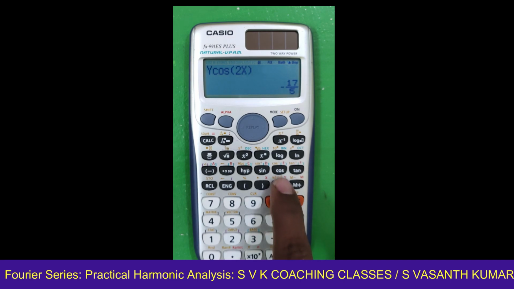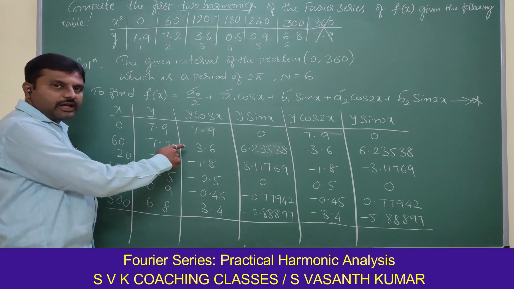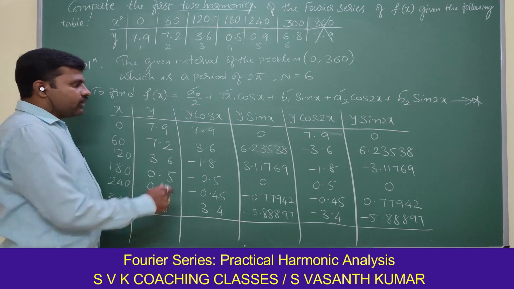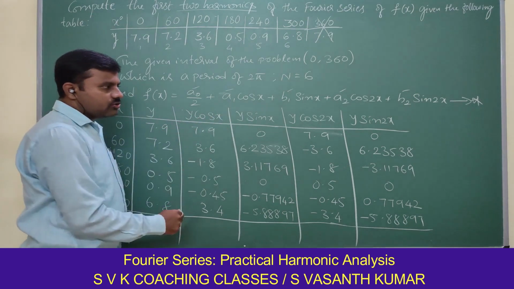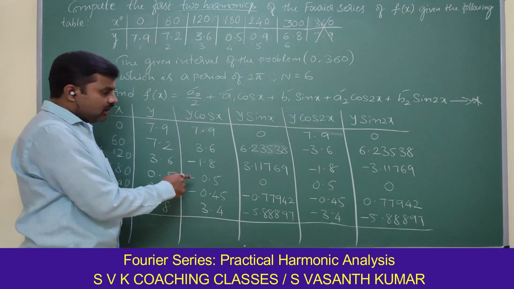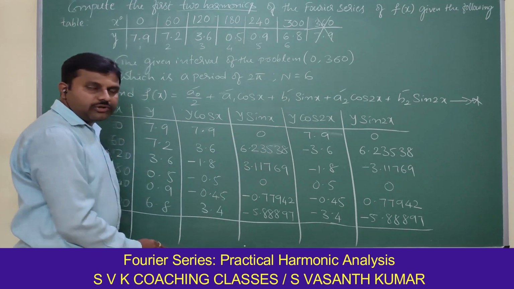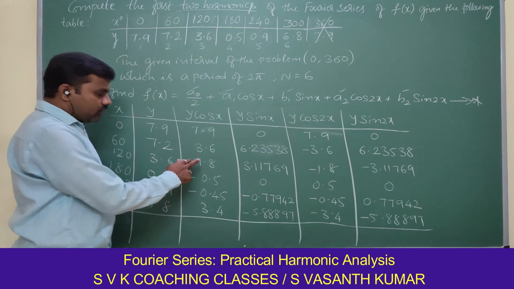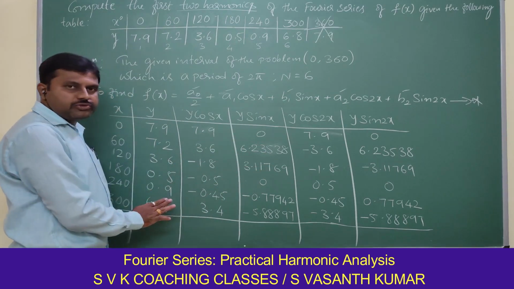Next, y cos 2x is minus 3.4, y sin 2x is minus 5.88897. Note down all the values for the given data. Now after calculating the values of y cos x, y sin x, y cos 2x and y sin 2x, I have substituted all the values here by using a calculator. I have evaluated the values and substituted them.